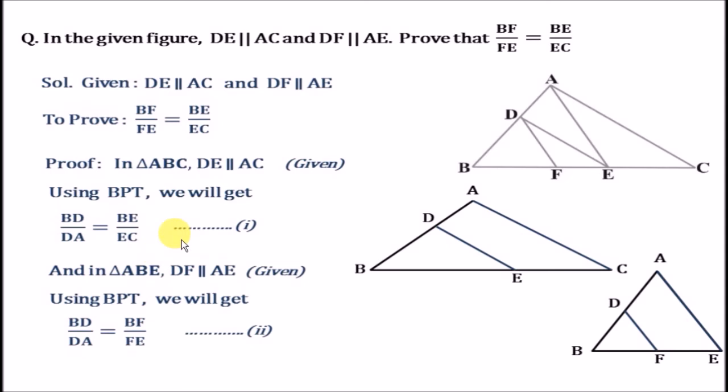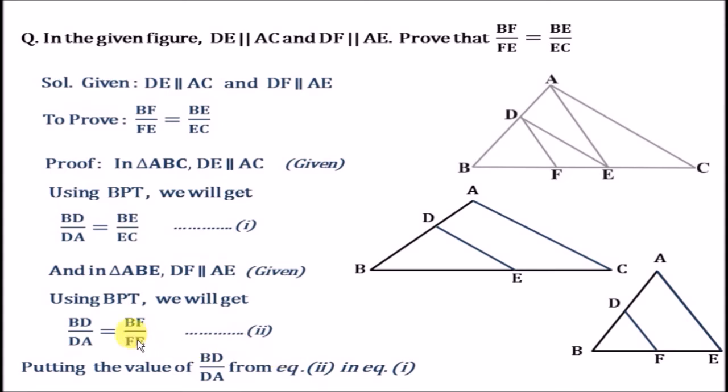Now, in equation 1 and equation 2, we can see that BD by DA is the common part, and that is the part we don't want in the proof. So we will put the value of BD by DA from equation 2 in equation 1. The value of BD by DA in equation 2 is BF by FE. So on the left hand side of equation 1, we will replace BD by DA by BF by FE. So we will get BF by FE equals BE by EC. Hence the proof.